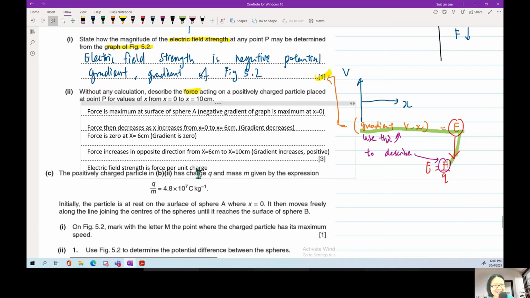Okay. All right, what are the keywords and where are the marks? Let me change color so we can see more clearly. Force is maximum on the surface of sphere A is 1 mark. All these are B marks. You don't have to explain. I just put the explanation in brackets. Force decreases as x increases until 0 at 6 cm. This is 1 mark.